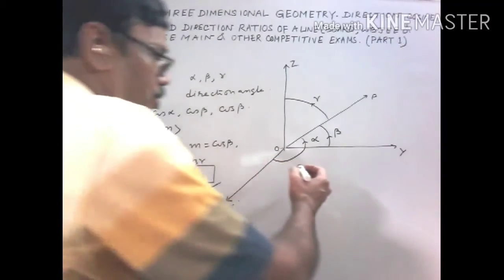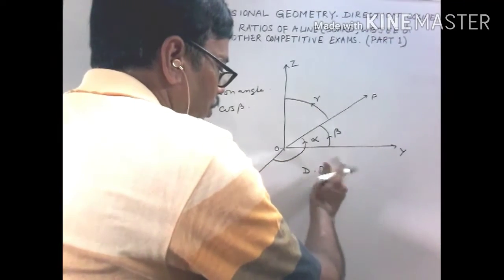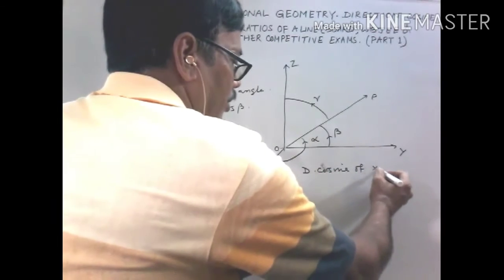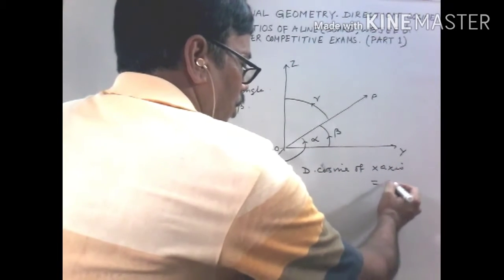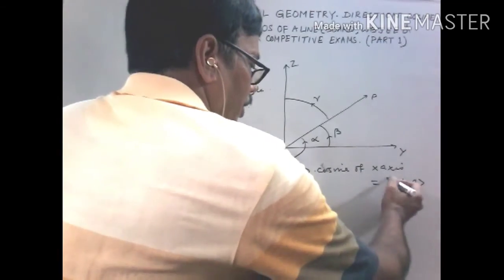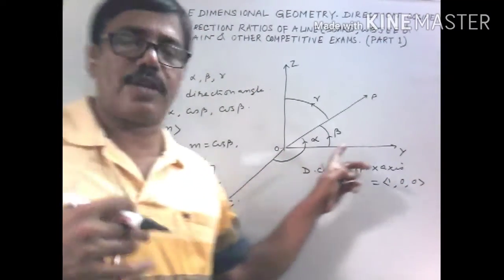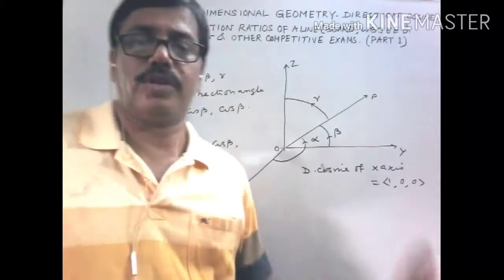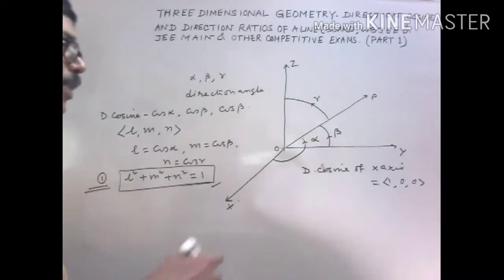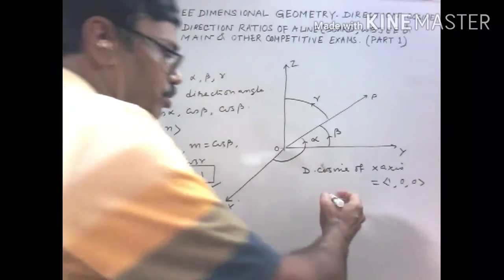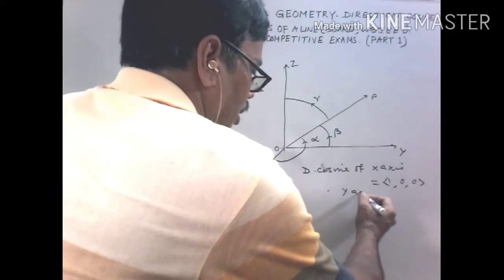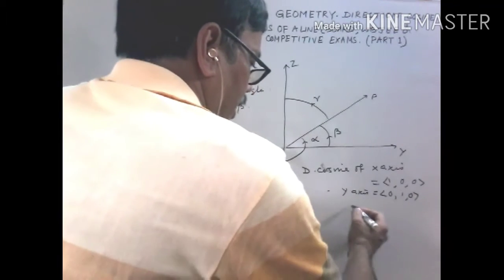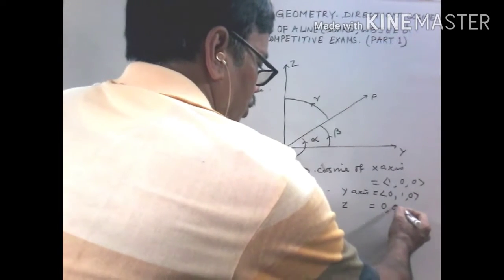So, direction ratios. First, the direction cosines of the x-axis: 1, 0, 0, because the x-axis makes angle 0 with the x-axis, cos 0, and 90 with the y-axis and 90 with the z-axis. Similarly, the direction cosines of the y-axis are 0, 1, 0, and of the z-axis 0, 0, 1.